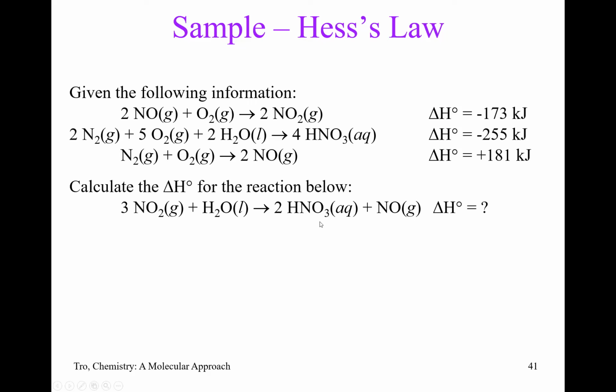All right, the thing that jumps out to me is this HNO3. It's on the product side, so we don't need to flip reaction 2. But it's got a 4 in front of it instead of a 2. So the first thing I notice is that reaction 2 needs to stay as it is, not flipped, but divided by 2, which means we're going to divide the minus 255 in half.